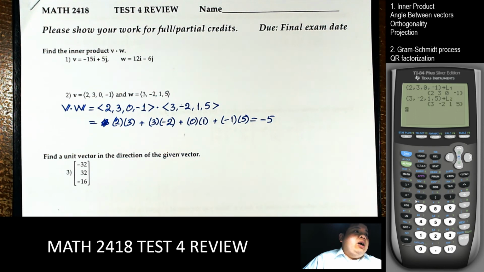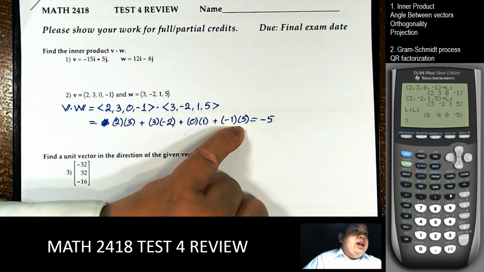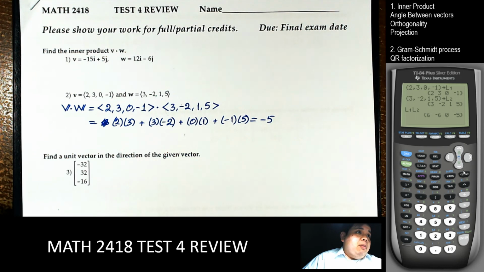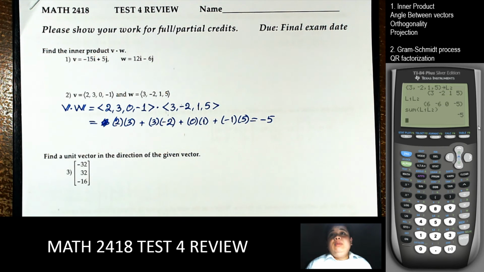Alright, now if we hit L1 times L2, they just multiply point by point, so you see 6, negative 6, 0, and negative 5. We need to add all of this up. So to add all of that, hit second stat, go to math, option number 5. And now if we add this one times list 2, it's going to be a dot product. We're going to use a lot of this throughout the section, so I don't have to worry too much about it for now. So that is the inner product.